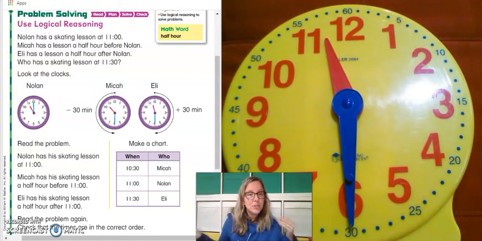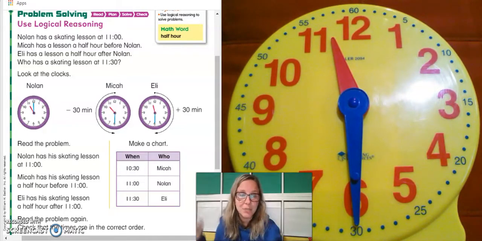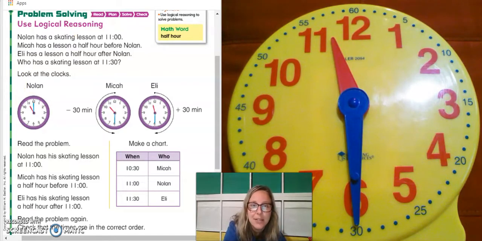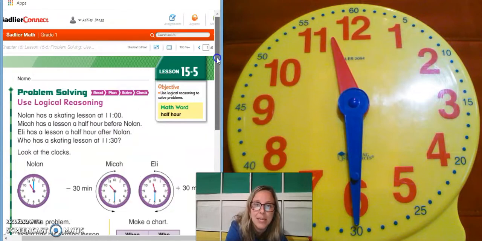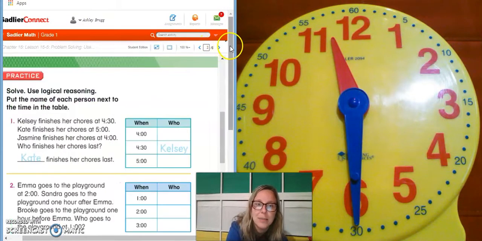Okay. So who has a skating lesson at 11:30? Well, we just answered that when we moved the clock a half an hour after Nolan, which was Eli. So Eli has class at 11:30 because 30 minutes after would be 11:30. Okay? So let's go on now to the next page. Go ahead and you can turn your page. Now go to my next page.